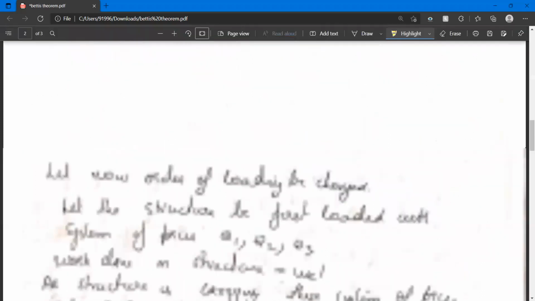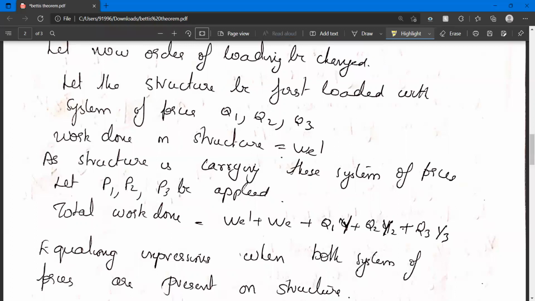Now we will be taking the order of loading in the reverse order. Let us change the order of loading. Let the structure be first loaded with the system of forces Q1, Q2, Q3. So as per our notation, work done on the structure is equal to WE dash. As the structure is carrying this system of forces, let us apply P1, P2, P3. So first the Q1, Q2, Q3 loading is already there. On that we are applying P1, P2, P3.